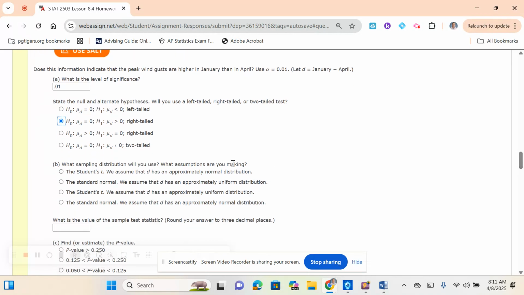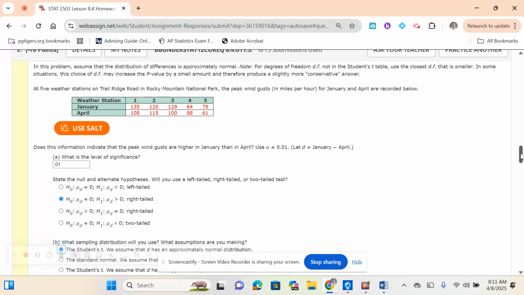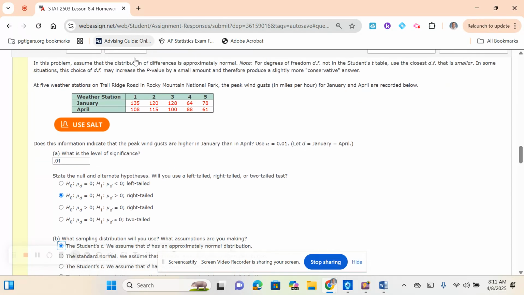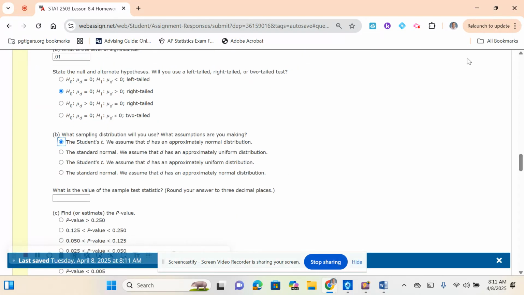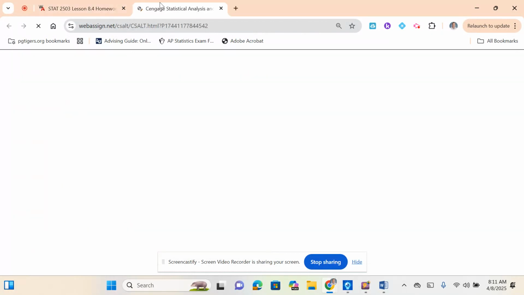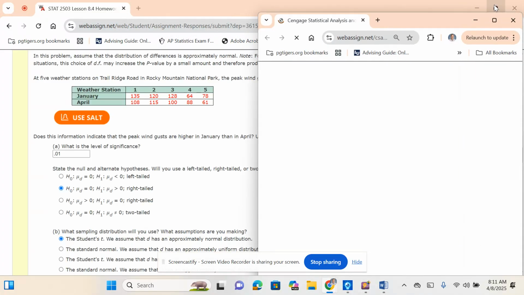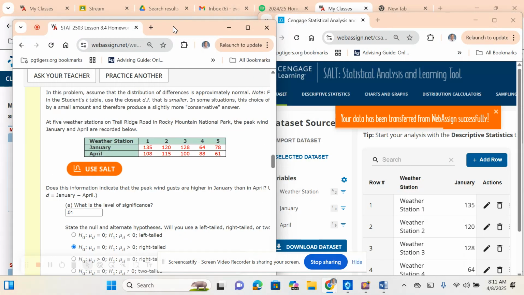Which distribution will we use? We're going to use the Student's t, and we're going to assume it has an approximately normal distribution. They told us up here. They made a note of that. Yes, we assume the distribution of differences is approximately normal. What is the sample test statistic? I'm going to have to click use SALT every time because it's going to load the data. Yesterday, I just had to click use SALT once and it did it.